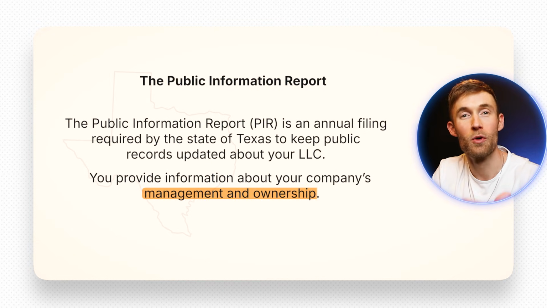The report is due annually by May 15th, starting from the year after your LLC is formed. And the public information report is another annual filing that's required by the state of Texas, and the purpose of it is to keep public records updated about your LLC. In this report, you're going to provide information about your company's management and ownership as well. It doesn't matter if you pay a franchise tax or not. You have to file this report regardless.